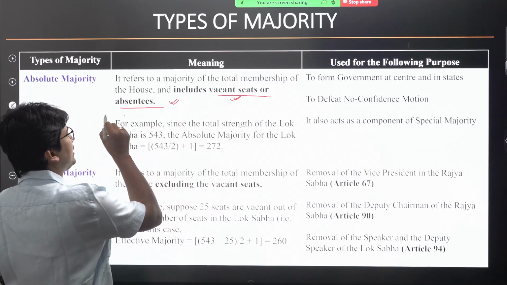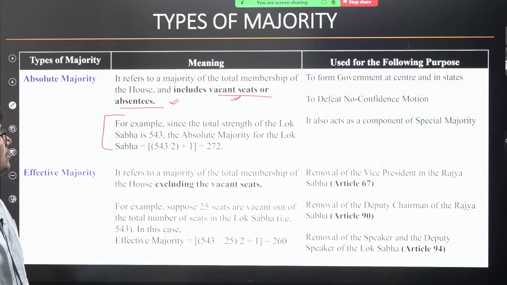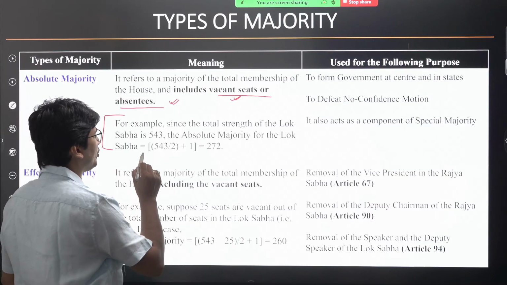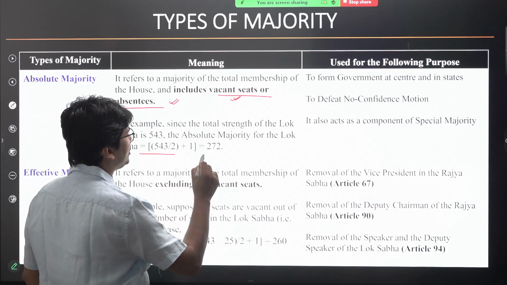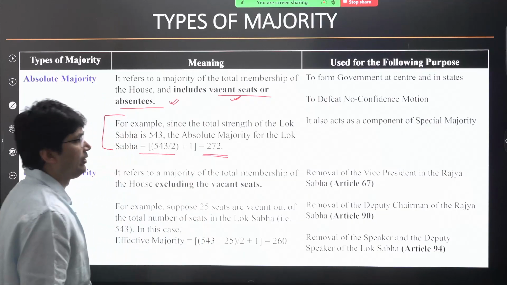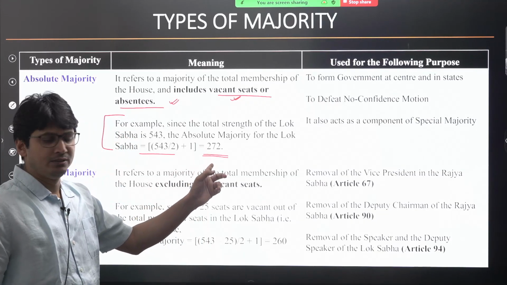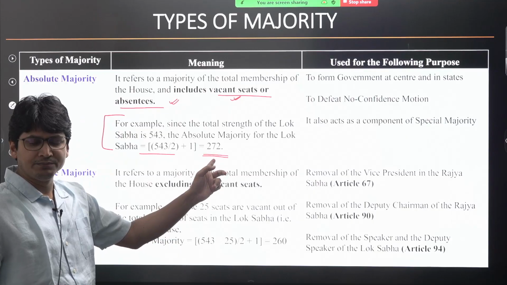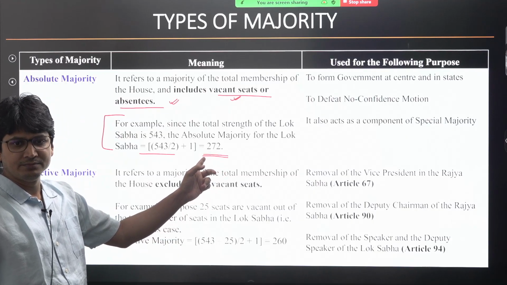And how do we calculate this? For example, since the total strength of Lok Sabha is 543, the absolute majority for Lok Sabha is 543 divided by 2 plus 1, which is equal to 272. Can you find a magical number here? So what is the type?